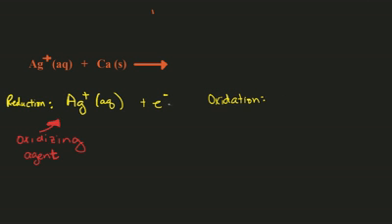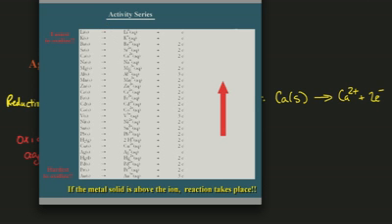So in this case, oops, I forgot the other half of this. And then oxidation is going to be the calcium giving up its electrons. How did I know it was 2 electrons? I consulted the activity series. Okay. If you look carefully, calcium 2 plus, 2 electrons.